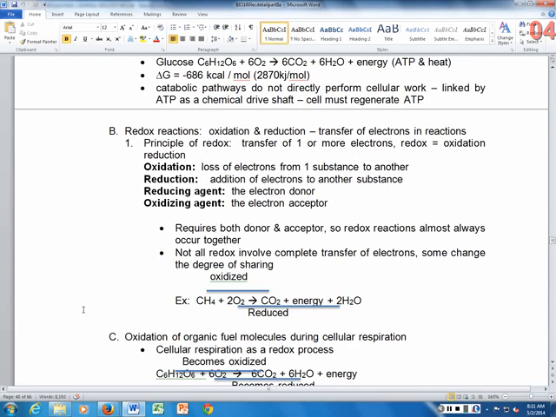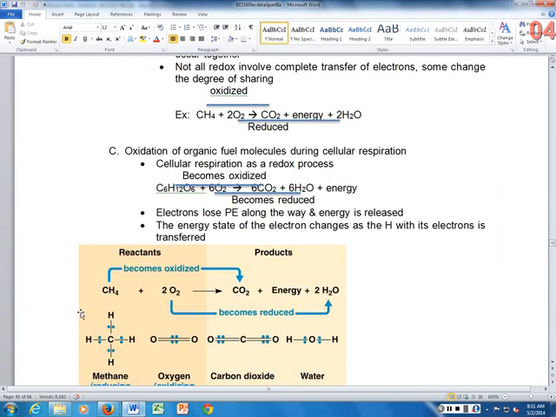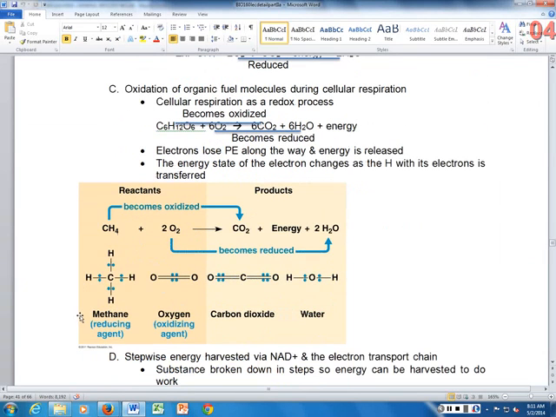So this is an example here showing where you've got this reaction going, and part of it is being oxidized, part of it is being reduced. This is showing here where you've got your sugar becoming oxidized, and then things being reduced here in the reaction of cellular respiration. So this also shows it here with methane becoming oxidized and the oxygen becoming reduced down to water.